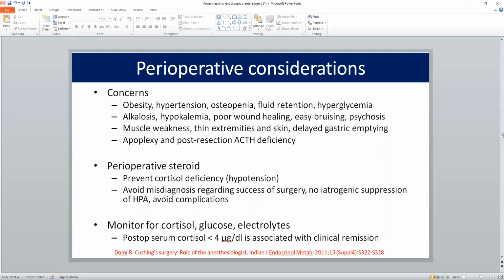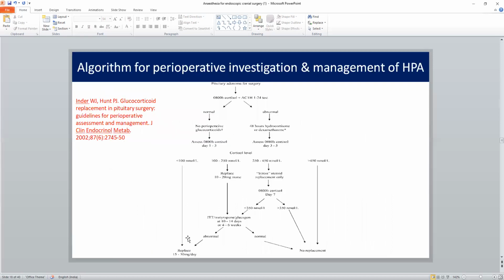It also results in iatrogenic suppression of the hypothalamic pituitary axis. And if you don't give cortisol perioperatively, it can avoid complications associated with steroids. You have to monitor cortisol, that is first and foremost, glucose and electrolytes. Post-operative serum cortisol level less than 4 or pre-operative serum cortisol level less than 4 is indicative of non-functional or clinical remission.